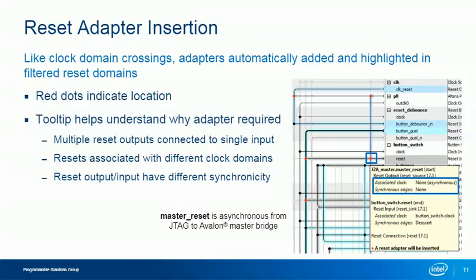In the example shown here, the system includes a JTAG to Avalon master bridge, a special component that allows JTAG access to the system for runtime debugging in hardware. This is one of the rare components that uses an asynchronous reset. This component has a reset output connected to the reset input of the button switch component, allowing the bridge to have reset control over the component. As such, an adapter is needed to go between the asynchronous reset output of the bridge and the synchronous reset input of the button switch component.